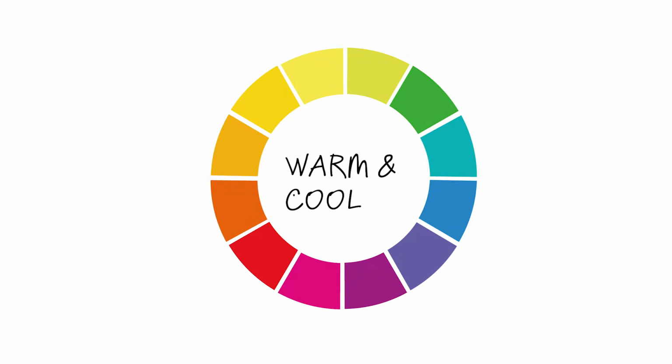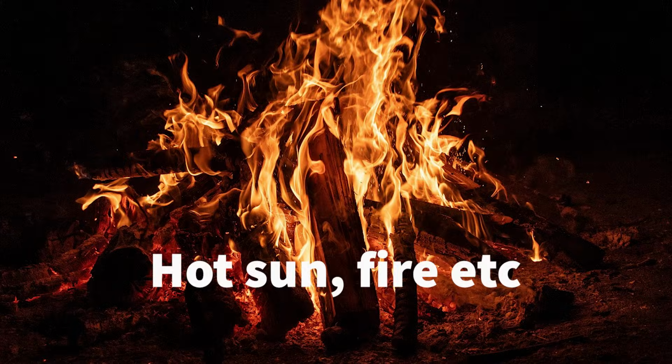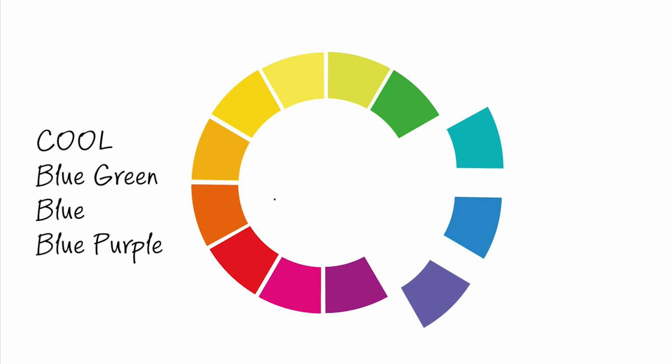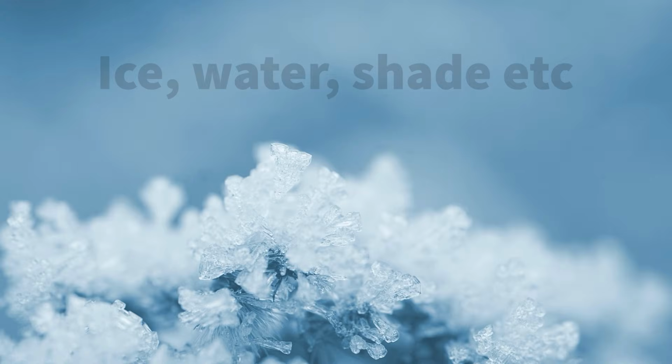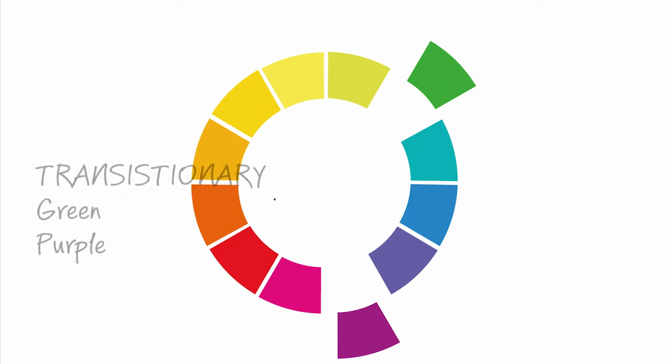The colour wheel is split into warm and cool colours. Red, orange, yellow, yellow-green are warm colours. Think of associations like sun, fire and heat. The cool colours are blue, blue-purple and blue-green. Think of associations like water, ice and shade. The transitionary colours are green and purple because these can be both warm and cool.